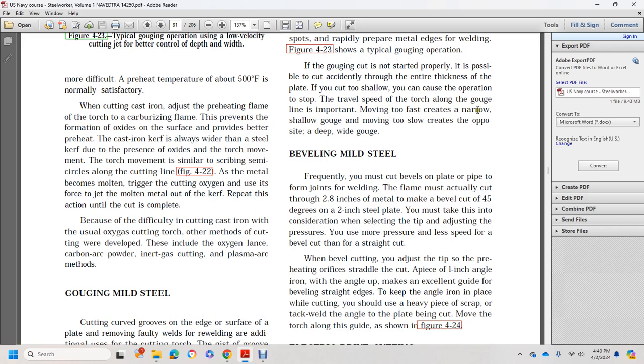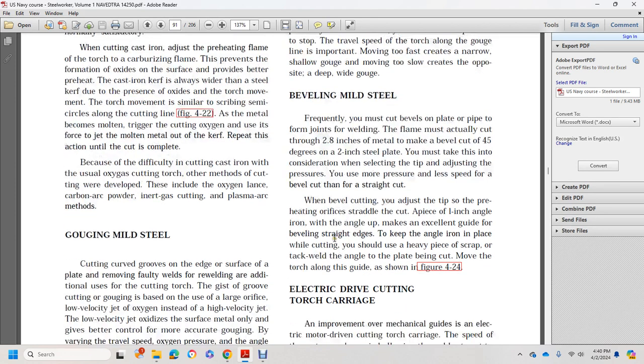Beveling mild steel. Frequently you must cut bevels on plate or pipe to prepare a joint for welding. You must accurately cut the edges of the metal with a bevel of 45 degrees on a 2-inch steel plate. You must take this into consideration when selecting the tip and adjusting the pressure. You must make sure the pressure is less with bevel cutting than with a straight cut.